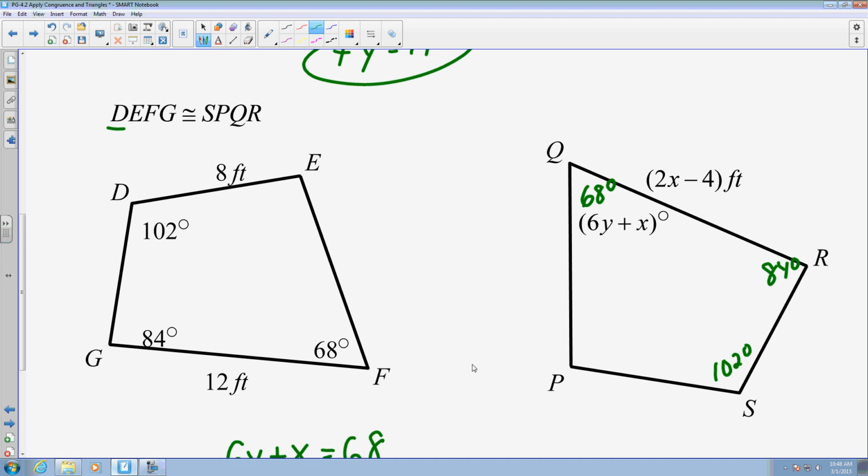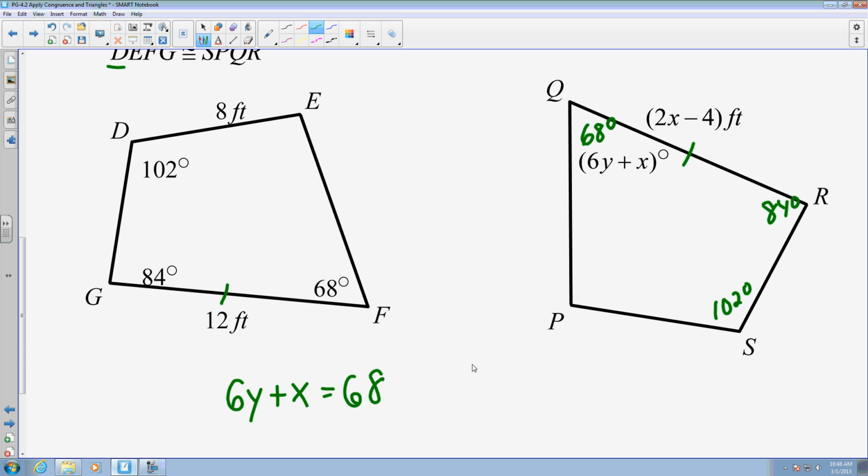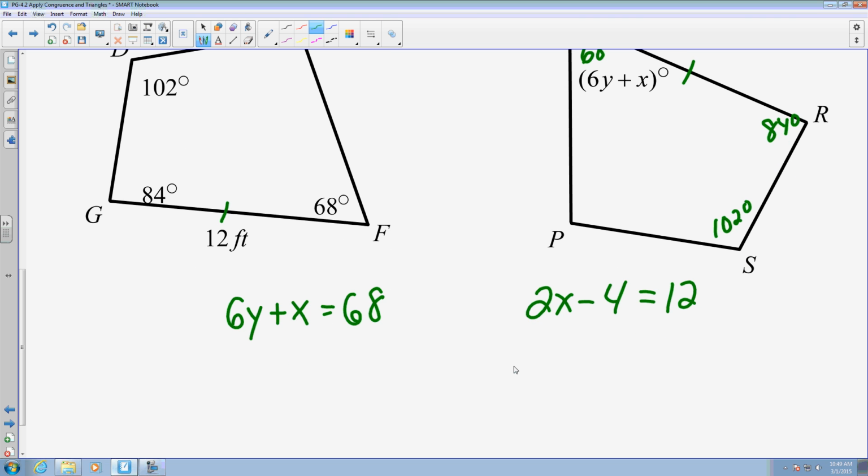So looking at the other unknown, which is 2x minus 4, that is the side length of QR. Q is the third letter and R is the fourth letter. The third and fourth letters in the other one are F and G. So that means, and they give us a numerical value, which is 12 feet. So I can now write 2x minus 4 equals 12. If I add 4 to both sides, I get 2x equals 16. And dividing both sides by 2, x equals 8.